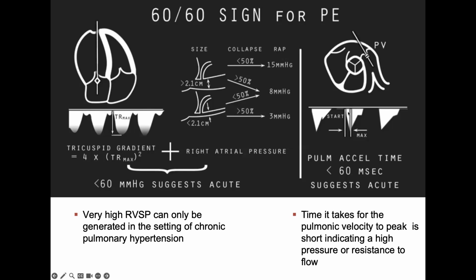And here's the speed. So again, I said time is on my x-axis. Here is the time from the start of flow to the peak velocity. So this time right here is going to be that pulmonary acceleration time. And again, if it's short, less than 60, we are going to more likely assume that this is acute.